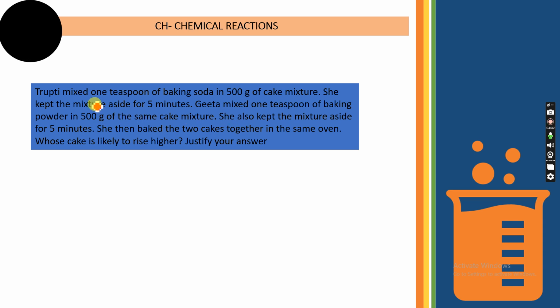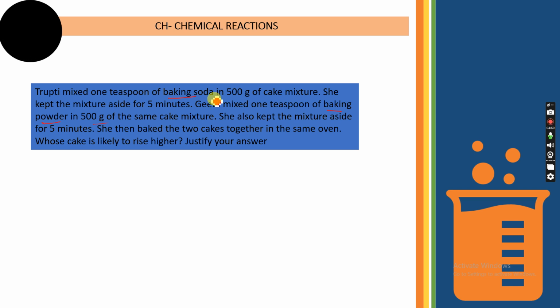Now next question. Trupti mixed 1 teaspoon of baking soda in 500 gram of cake mixture. She kept the mixture aside for 5 minutes. So Trupti took 500 gram of cake mixture and added baking soda there, and she kept it for 5 minutes. Then Geeta did the same, mixing 1 teaspoon of baking powder. Geeta took baking powder in 500 gram of the same cake mixture.